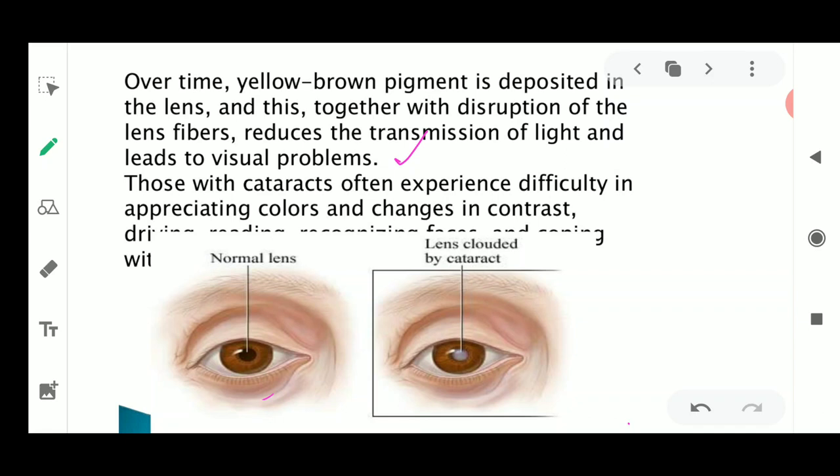If the person is having cataract, the person is not able to drive properly and is not able to distinguish colors. There are several problems which arise because of the presence of the cataract in the eyes of the person.